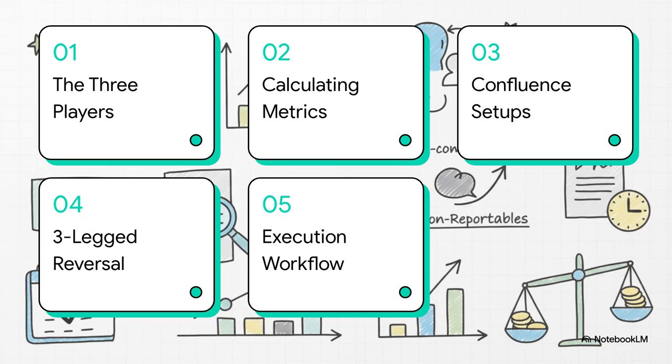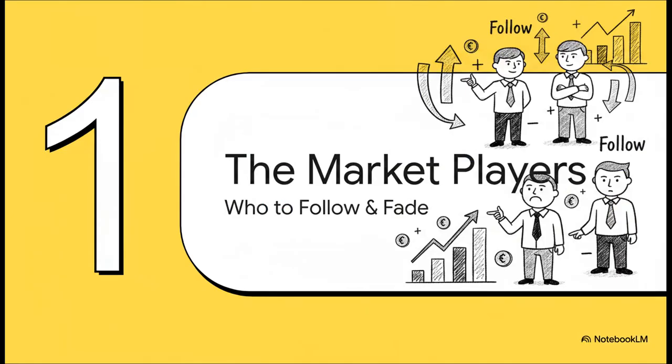Here's our game plan for today. 1. The 3 market players. 2. Calculating key metrics. 3. High-probability confluence setups. 4. The 3-legged reversal. And 5. Weekly execution checklist workflow. Let's jump right in. Section 1.